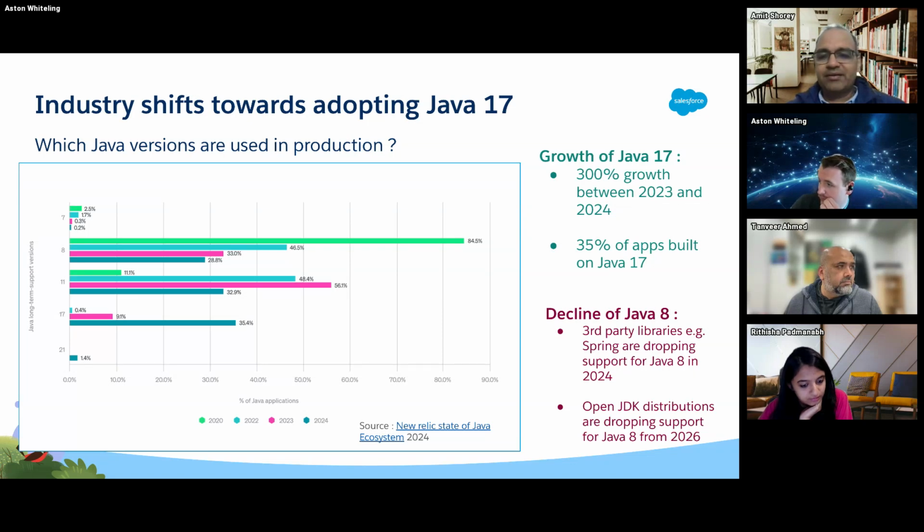On the other side, there has been a decline in Java 8. A lot of the third-party libraries, actually 2 months back, Spring dropped support for Java 8. Also, a lot of the OpenJDK distributions are dropping support for Java 8. So even MuleSoft and Salesforce need to move to this new change that is happening on the Java lifecycle.